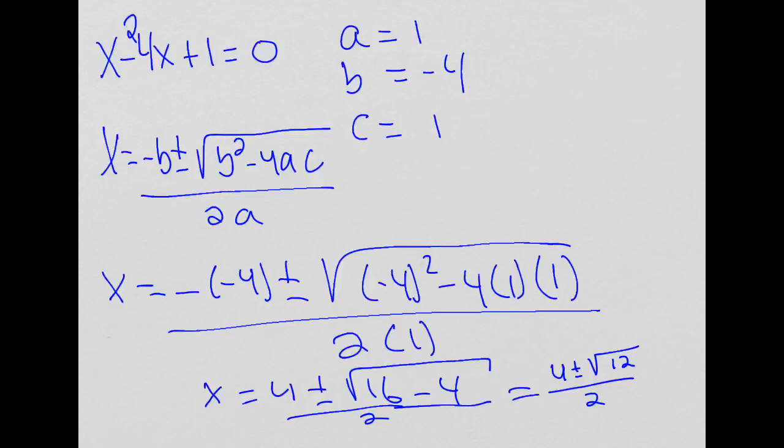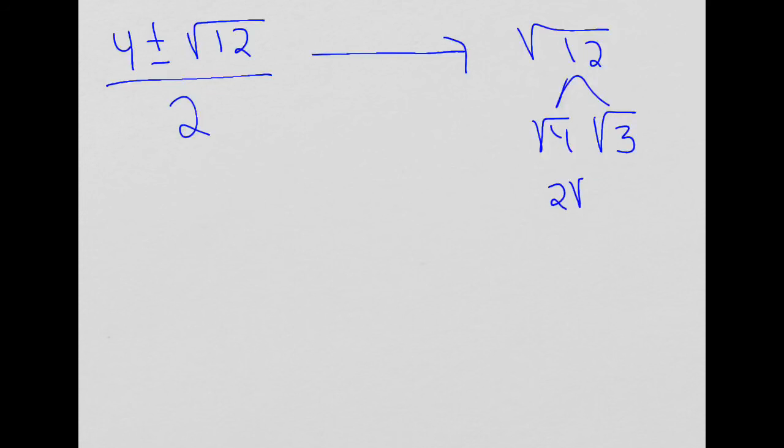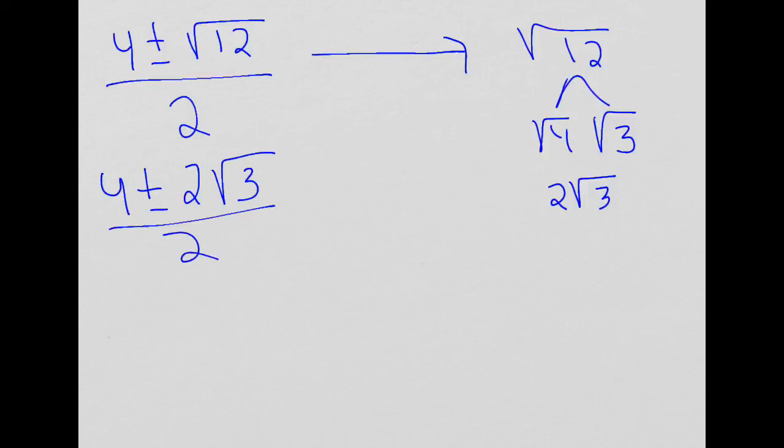Now we have to simplify that, so let's take it to another page. 4 plus or minus the square root of 12 over 2. I'm going to take it to the side and simplify that radical: square root of 12 is radical 4 times radical 3. Square root of 4 is 2, then 3 inside. So taking it back, 4 plus or minus 2 square root of 3 over 2.